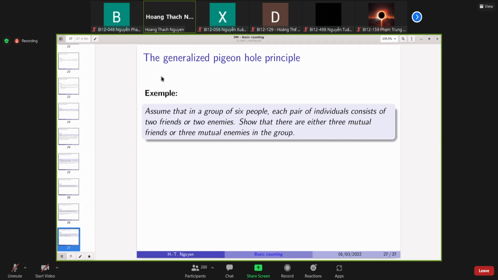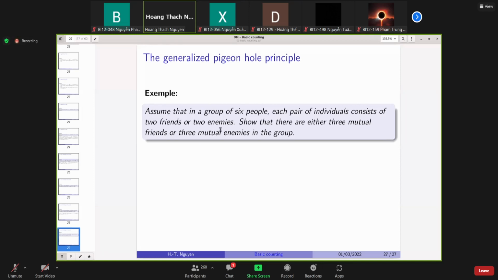Now this one is a more complicated example in which you have to apply the pigeonhole principle 2 times in order to prove something. This is a famous problem. And if you go further in combinatorics, there is a branch of combinatorics called Ramsey theory, which deals with questions like this.